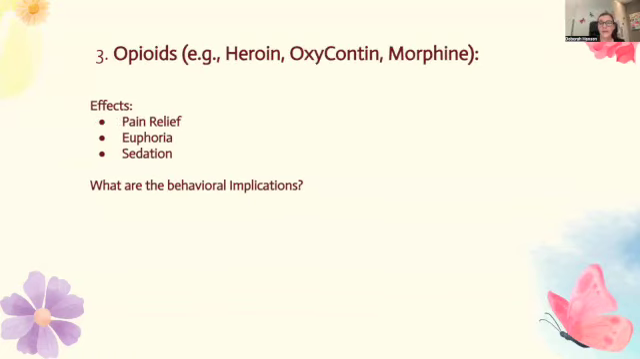Now onto opioids like heroin and morphine. What are the effects of opioids? First of all, pain relief. Opioids are highly effective in relieving pain because of their painkilling properties. Euphoria: they can induce a feeling of happiness and well-being. Sedation: opioids often cause drowsiness and sedation. So what are the behavioral implications of opioids? Opioids can lead to physical dependence, addiction, respiratory depression, overdose, and often very serious health risks.